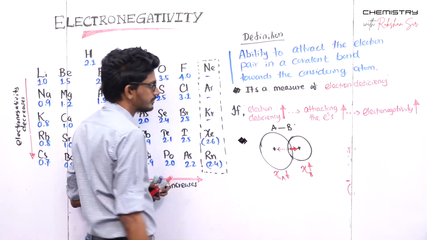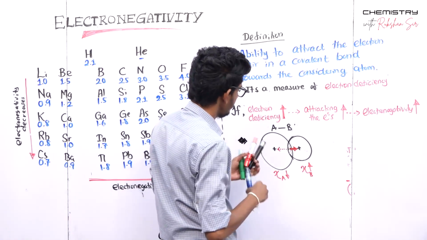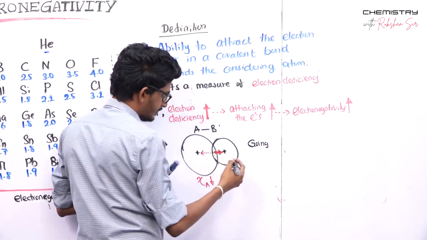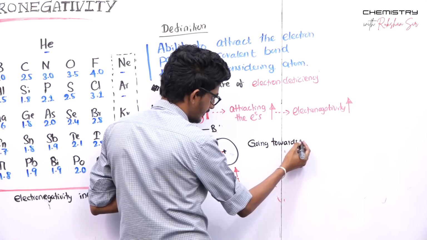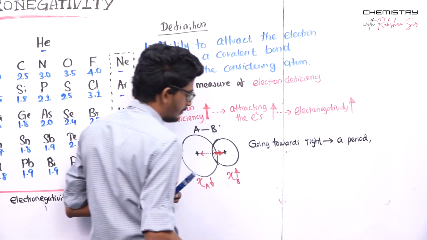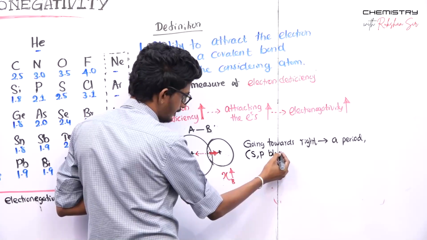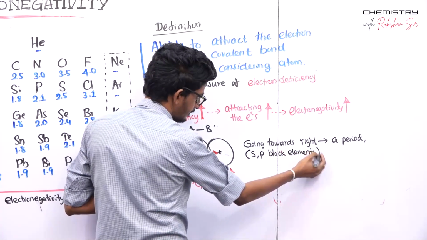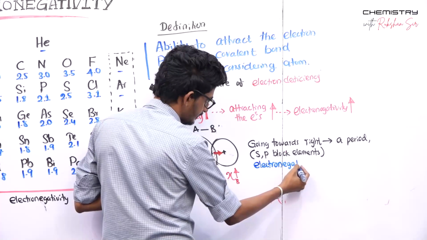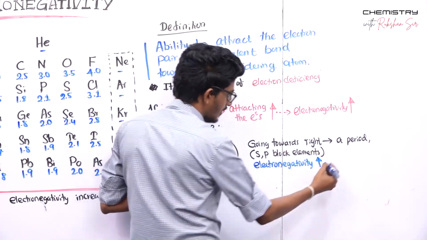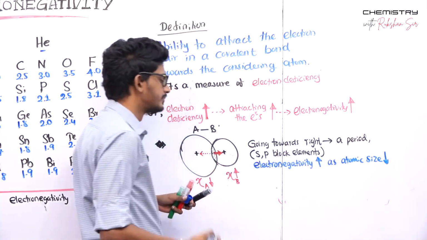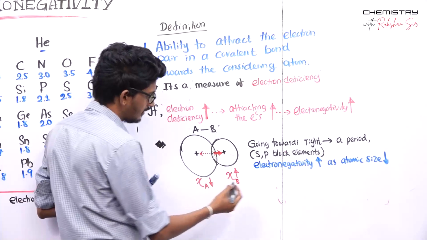The second point: going towards the right across a period, which is valid for basically the S and P block, electronegativity increases as atomic size decreases.